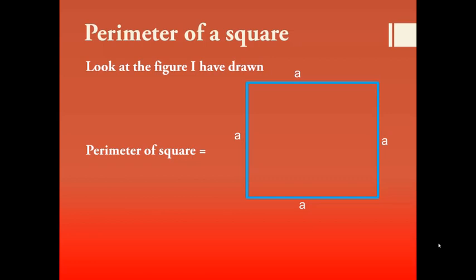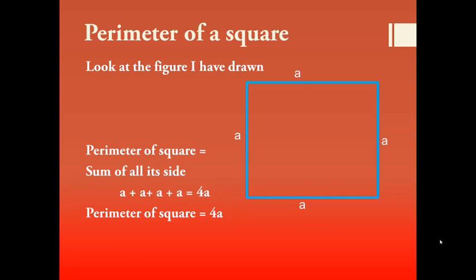Perimeter of a square. Look at the figure I have drawn. A square is a closed figure in which all the sides are equal and all angles are right angles. Perimeter of a square is equal to the sum of all its sides. A plus A plus A plus A is equal to 4A. So, perimeter of a square is equal to 4A, where A is the length of its side.